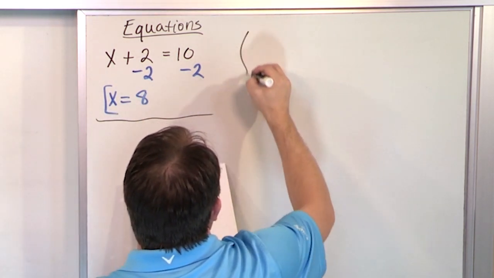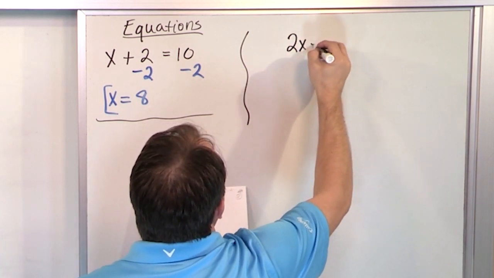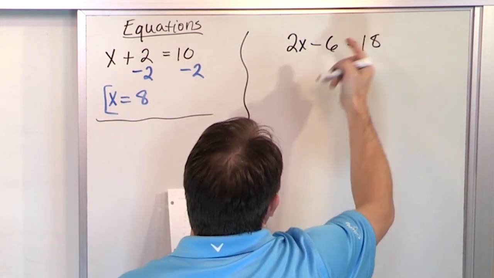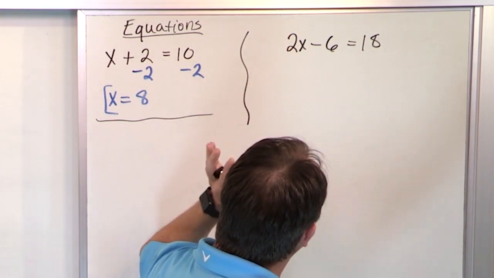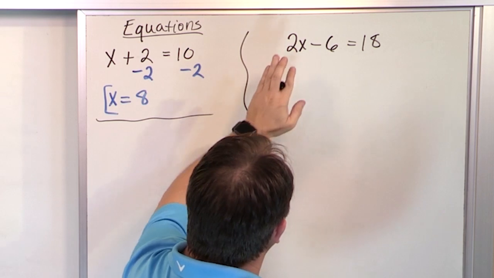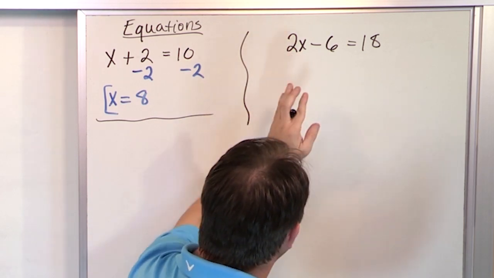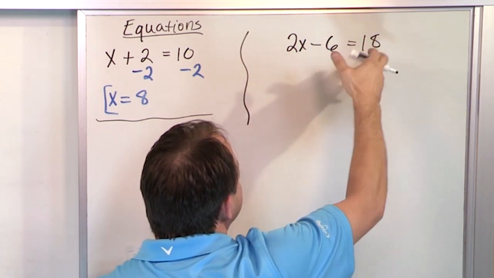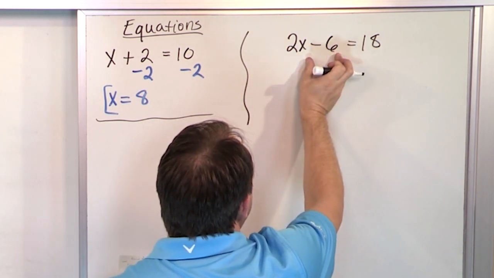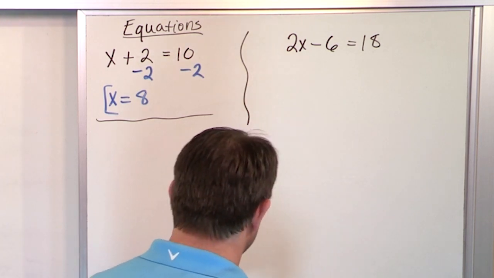Let's say we have 2x minus 6 is equal to 18. See, this is a little harder to guess what x has to be. So we don't want to guess, we want to do it with rules. So the 2x we're going to deal with later. The first thing is get rid of the 6. How do we get rid of it? We have to do the same thing to both sides. We're going to add 6 to the left to get rid of it. Then that means we'll have to add 6 to the right.